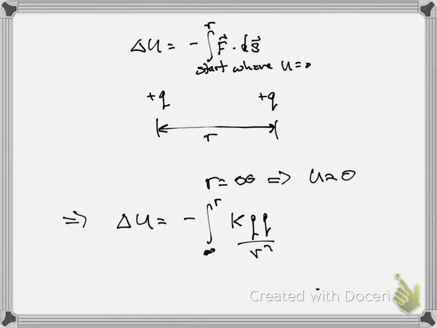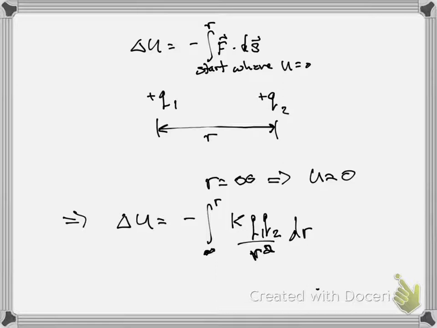So when we're filling in, the change in potential energy when we go from where U equals 0, r equals infinity, to a distance r, where the two charges are a distance r apart, is given as the formula that I've written down here.